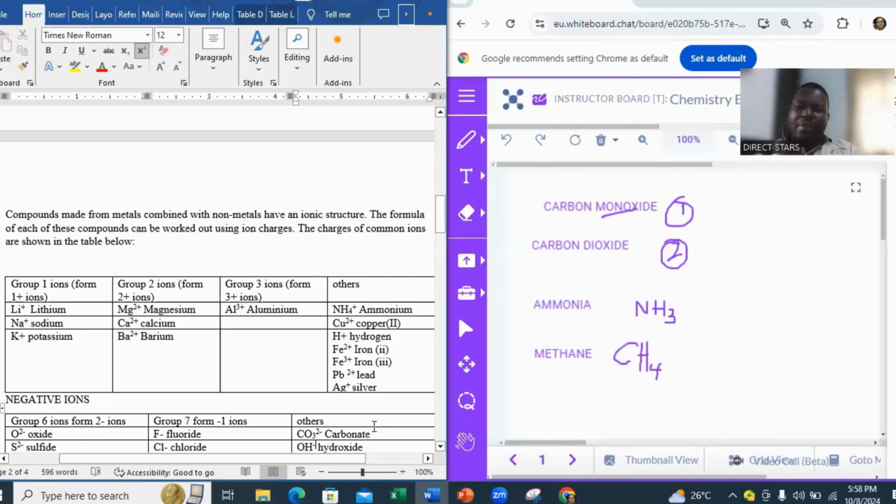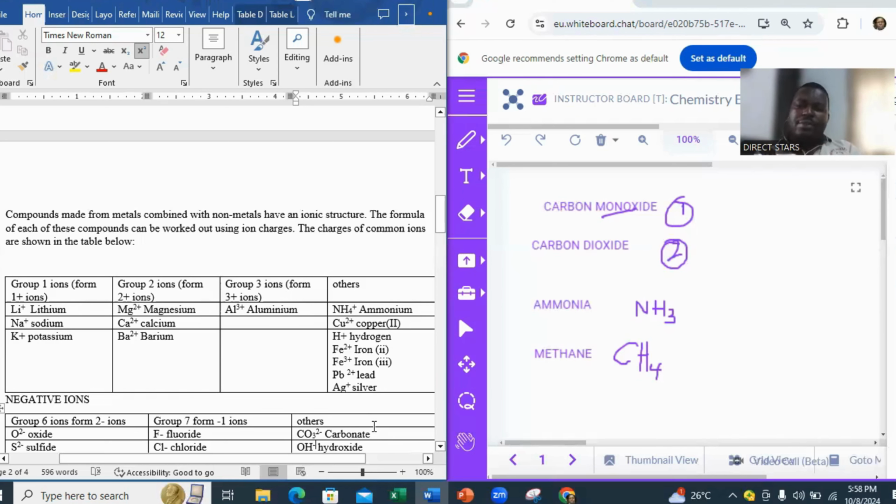You'll see that the first member of group 1 is lithium, followed by sodium and potassium, and as you go down to francium, every member of this group, the fact that they belong to group 1, will have the same charge. So their charge is +1. Same principle applies to group 2.